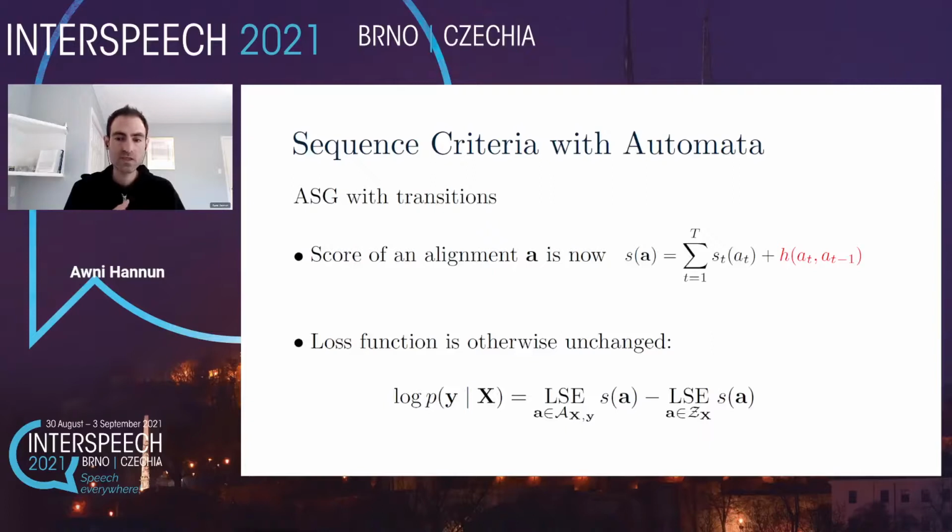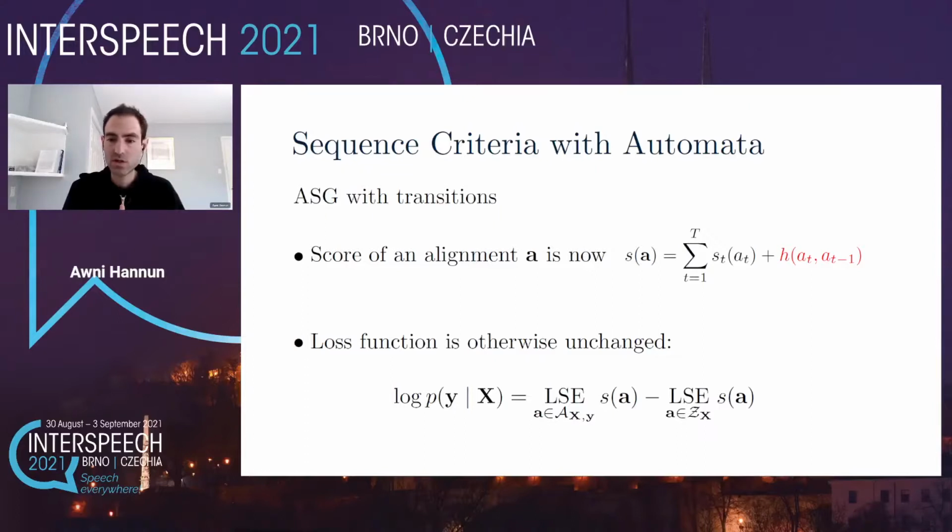So the ASG I've been describing so far is a simplified version. It's basically a transition-free version of ASG. Now, the actual version that was written about in the original research paper has transitions. So for any given alignment, not only does it assign a local score for each output token in that alignment, but it also assigns a transition score.